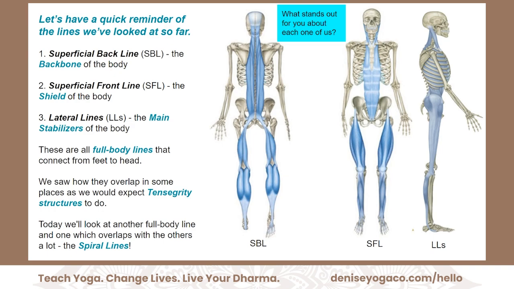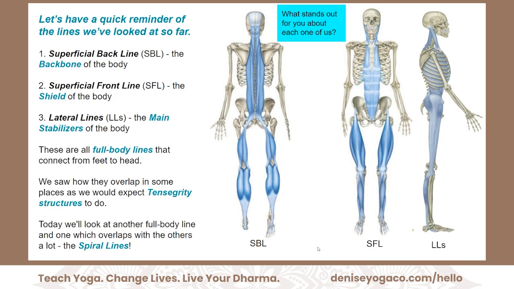So I've got the 3 lines we've looked at so far on the screen right now. And we looked at the superficial back line first, and that's on the back side of the body, of course. It's a full body line, and we called it, just for shorthand, the backbone of the body. Or, I find that in class, I often just refer to it as the back body. So you don't have to use all the words superficial back line, but you can if you want. I find the simpler you can make it, the better. And so that's on the back side of the body. We'll talk about some of the qualities of it in a minute maybe.